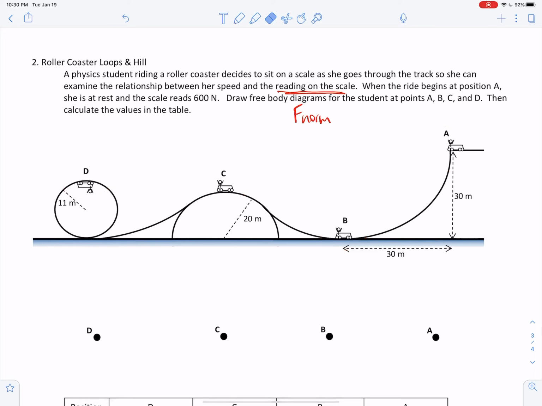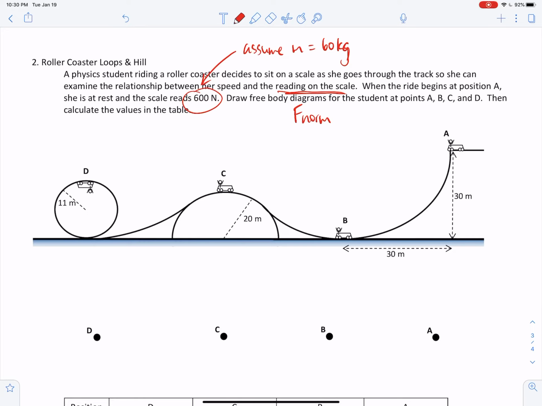I'll just make one other note. In this case, we're going to assume the scale is reading 600 newtons. We're going to assume that her mass is equal to 60 kilograms, which means that I'm using a little shortcut, which is that I'm rounding the acceleration due to gravity from 9.8 to 10, okay? So we're just going to assume that the mass is 60 kilograms.